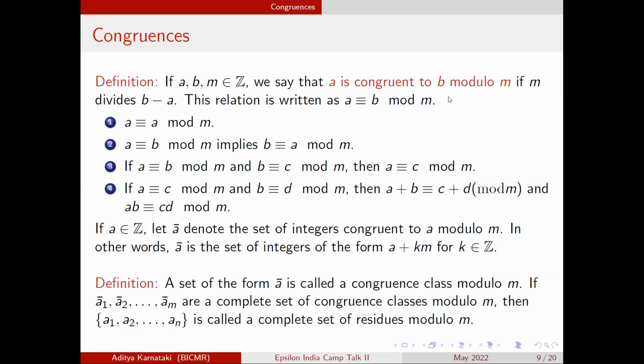And if A1 bar, A2 bar up to AM bar are a complete set of congruence classes modulo M, there will be M many of them. Like 0, 1, 2, up to M minus 1, for instance, which you must have seen, is a complete set of congruence classes modulo M. And then we call A1, A2, up to AM a complete set of residues modulo M. Okay, so far?